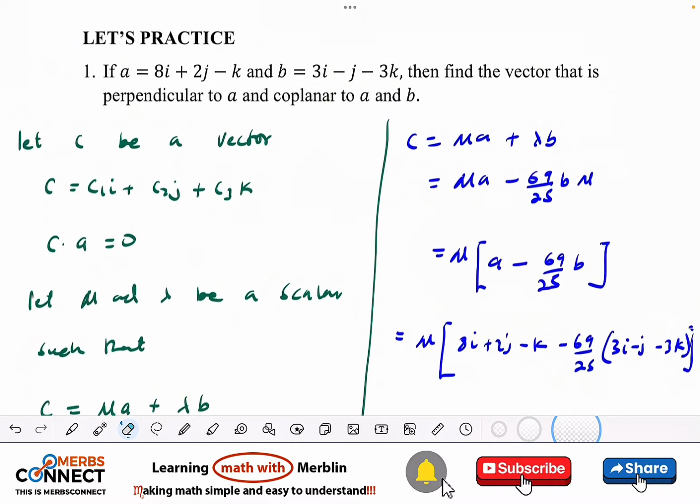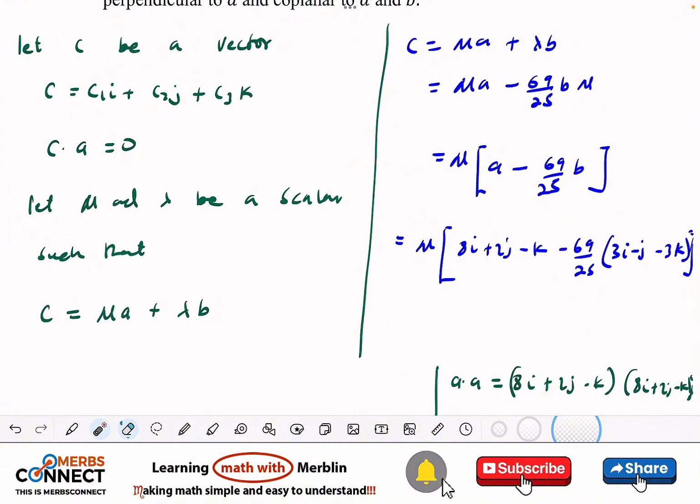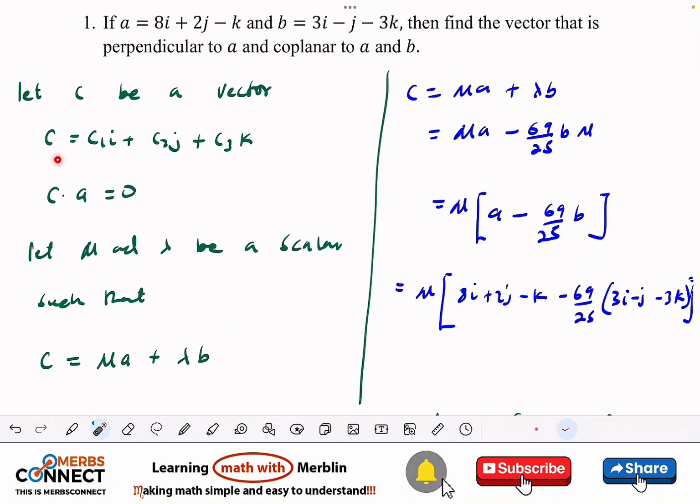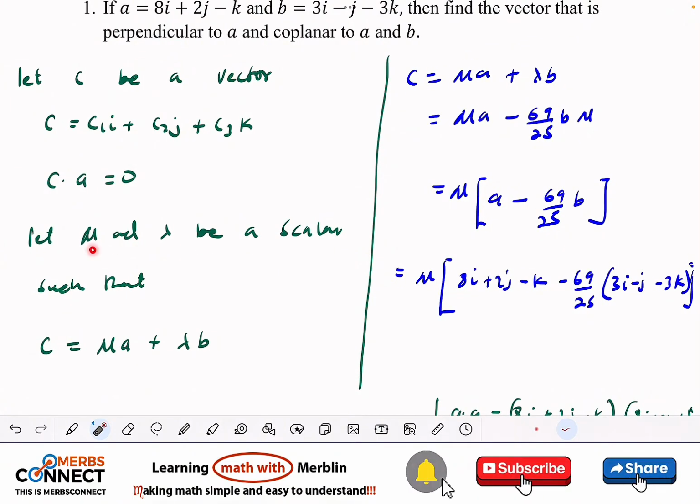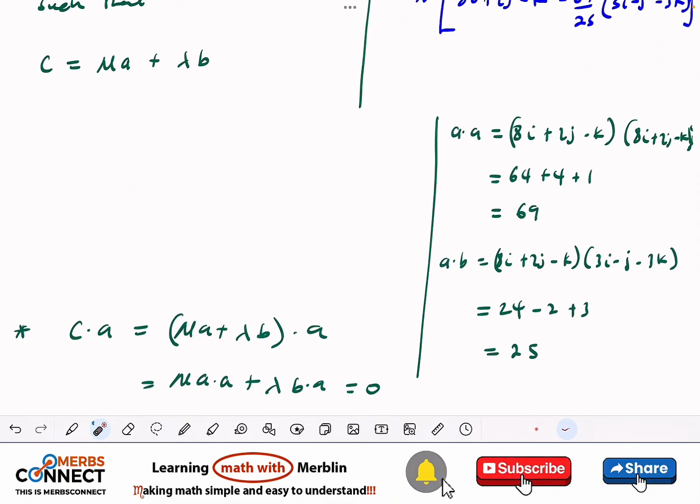But before I clean the board, let me just explain some things here. When we set up the vector, we saw that c dot a is equal to 0 because c is perpendicular to a. Then we define two scalars, mu and lambda, such that c is coplanar to a and b, so a linear combination. After that, I knew that c dot a is equal to 0, so I need to plug my c inside this.